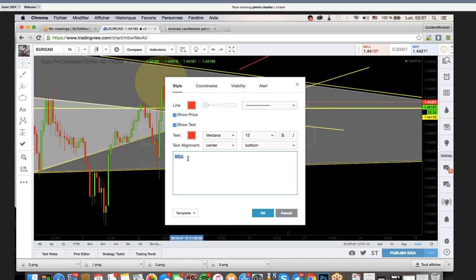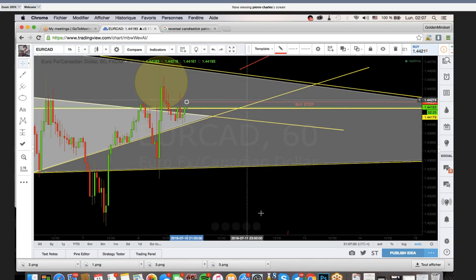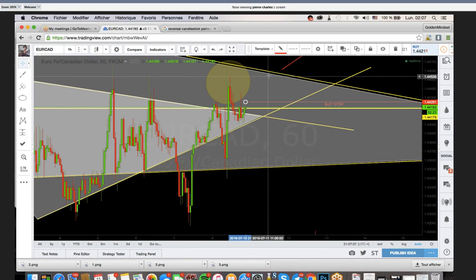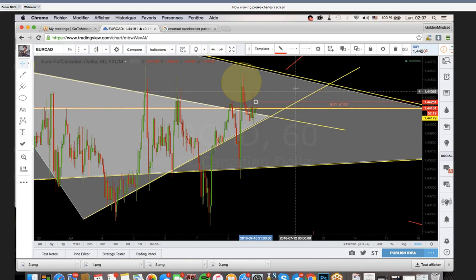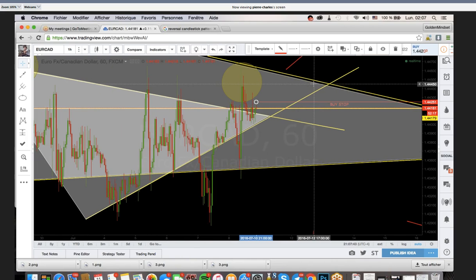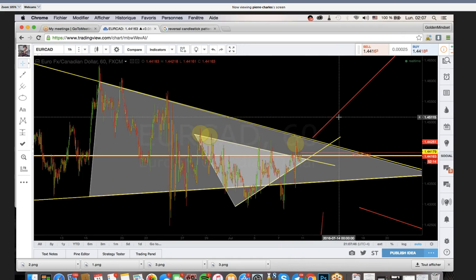So I've put a buy stop over there, 30 to 50 pips tapping. So it's going to go around there, then bounce down right there, playing around. And I'm expecting it to break up.